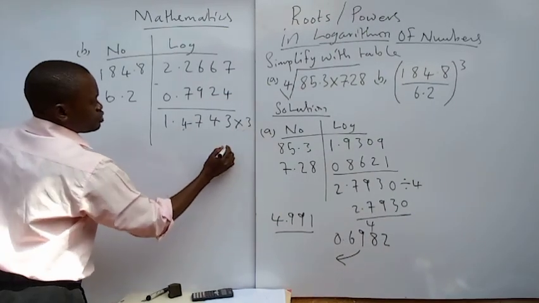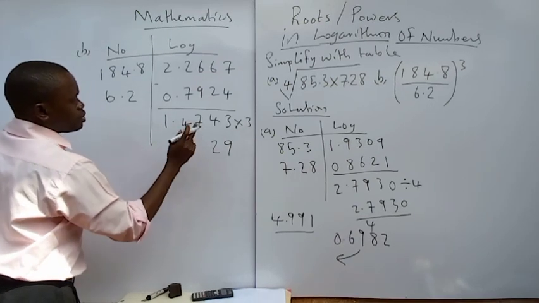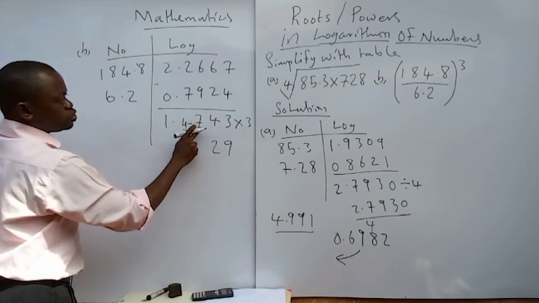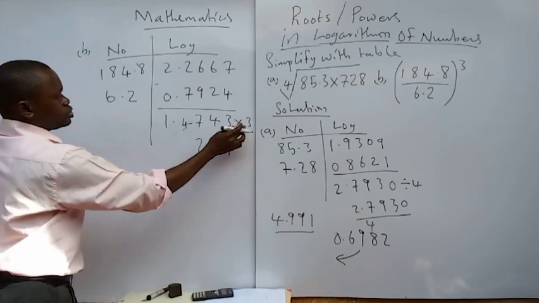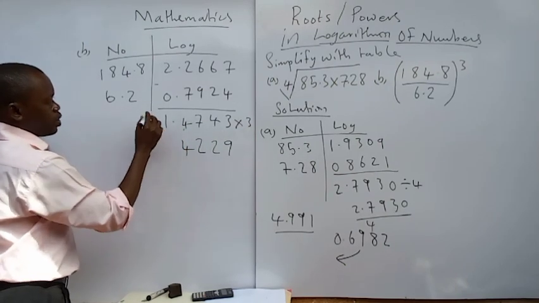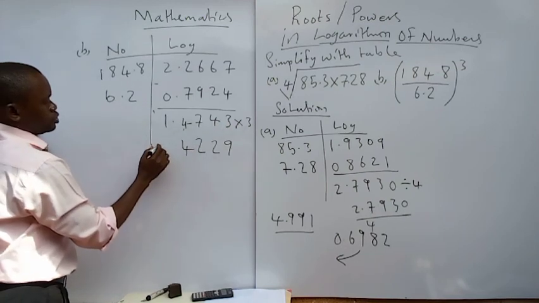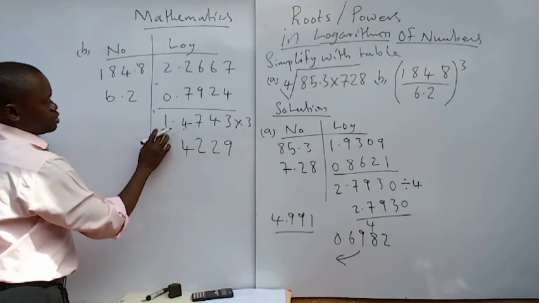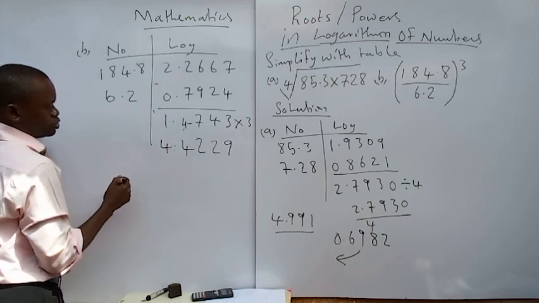So 3 times 3 will give me 9. 3 times 4 will give me 12. Right? Write 2, carry 1. 3 times this will be 21 plus 1. That will be 22. I write 2, carry 2. 3 times this is 12 plus 2, 14. Write 4, carry 1. 3 times 3 is 9, plus 1 is 10. That's 4 point this.